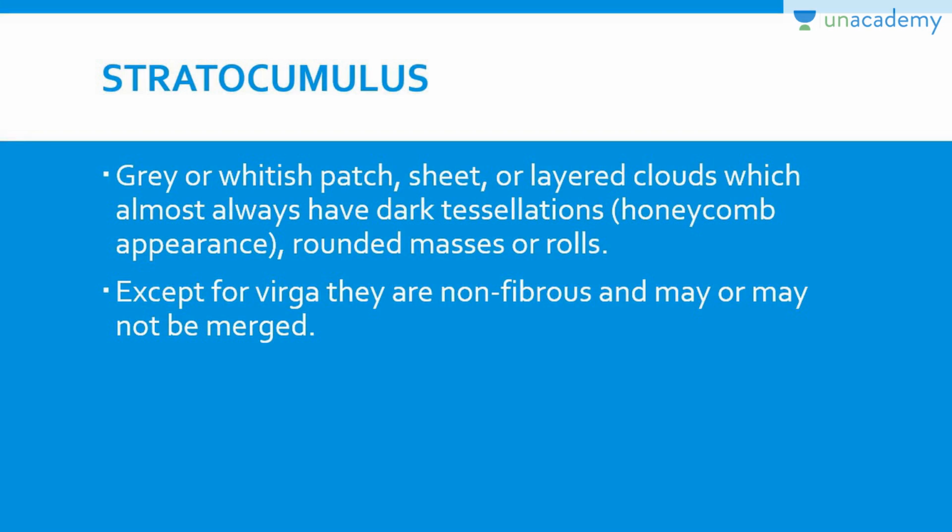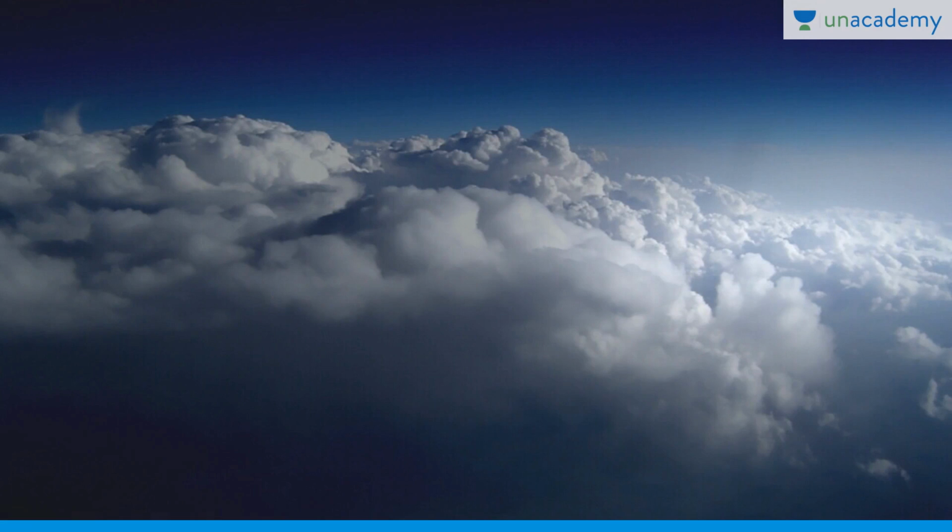Clear? Now the next one in the low cloud is stratocumulus. These stratocumulus clouds are gray or whitish patch, sheet or layered clouds, and these are rounded mass or rolls. You can see it here. These are bumpy clouds with waves, more pronounced than altocumulus, and there's a great contrast between the bright and shaded parts. You can see the bright one and the shaded parts. So this is stratocumulus clouds.